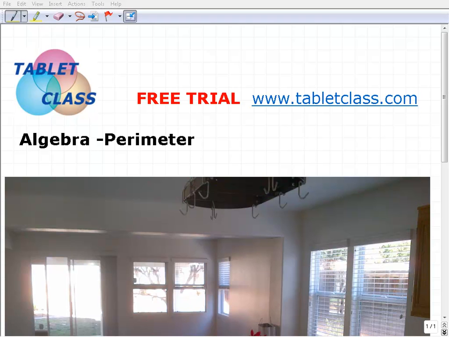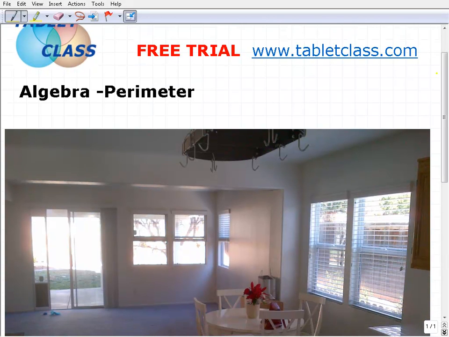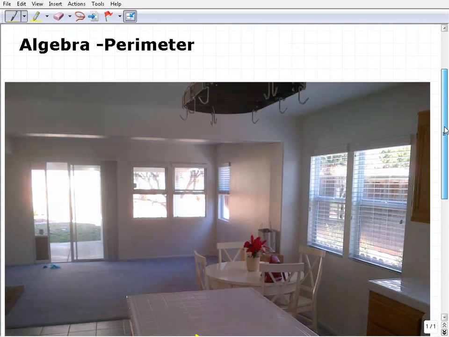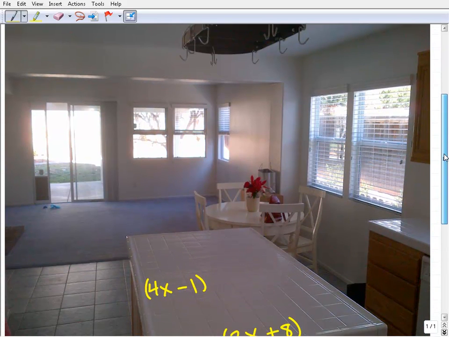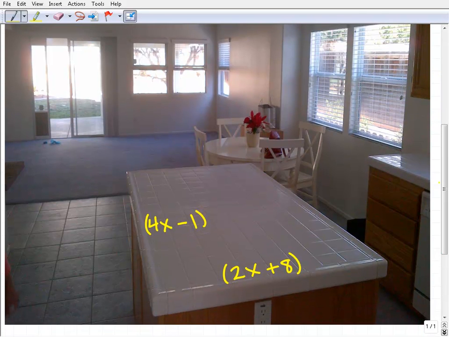So hopefully this rings a bell in your memory, perimeter and what it is. So let's go ahead and take a look at a problem. And I try to make my problems non-boring and try to look at real-world applications. So hopefully this will get you excited about the subject of perimeter.